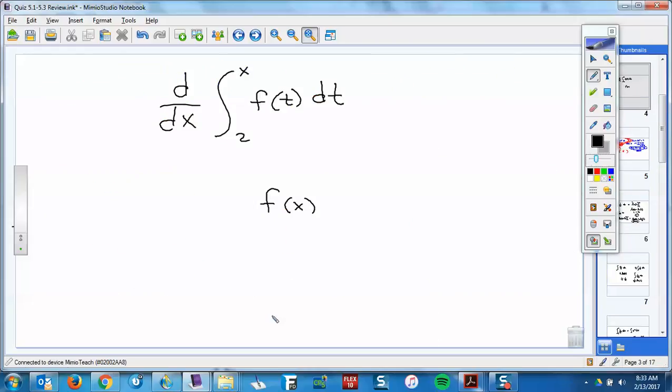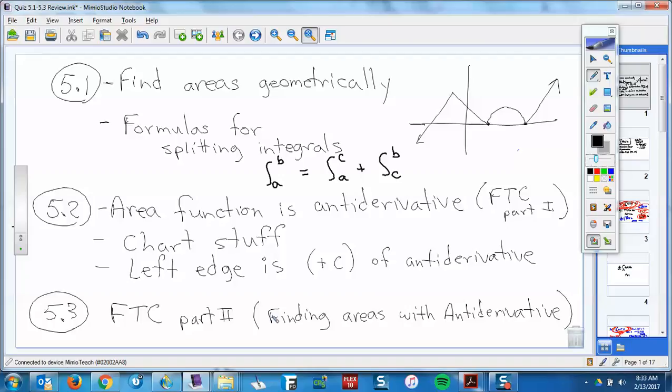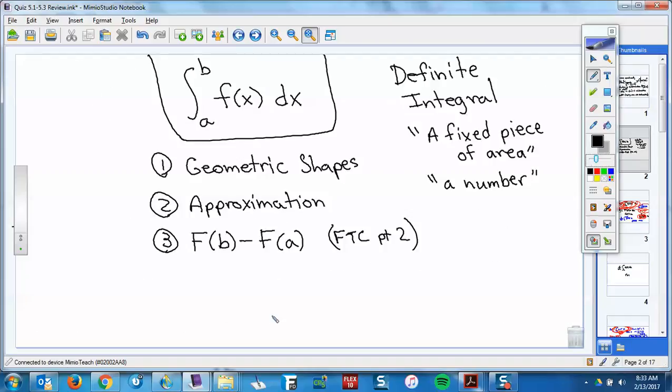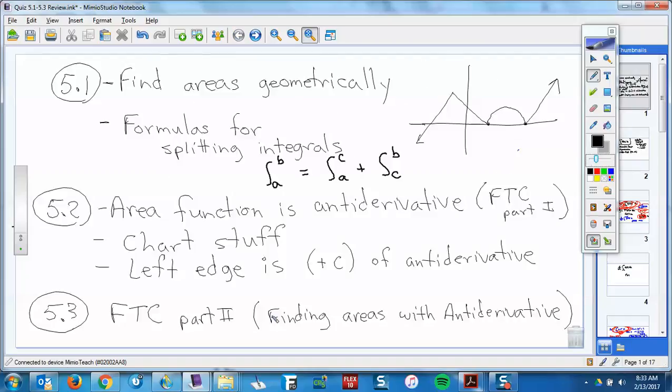So if we go back to our quiz review, this is fundamental theorem part 2. That's doing this kind of stuff. You're also going to do some things with this. We've talked about our notation stuff. We talked about swing intervals. The chart stuff. Any problems with any of the chart stuff, like 1 through 8, or any of those things? 19 through 30 was the antiderivatives.